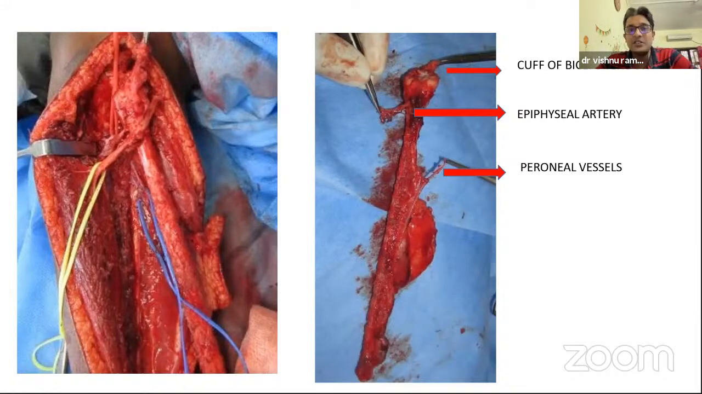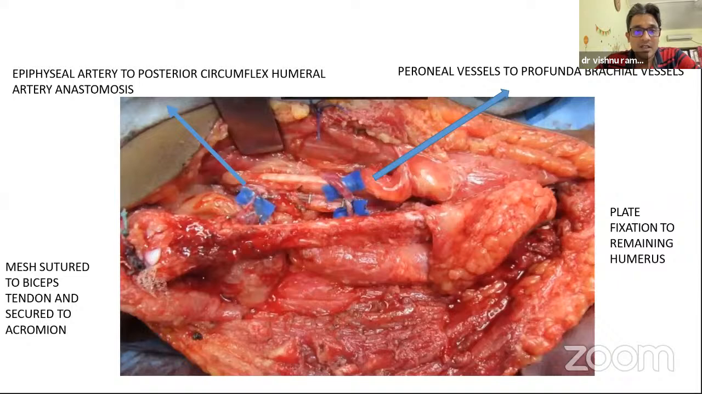Because of the age of this patient, the epiphyseal artery had good length. You can also see the peroneal vessels. Next slide. Here we can see the anastomosis, where the peroneal artery is anastomosed to the profunda brachii artery, and the epiphyseal artery was directly anastomosed to the posterior circumflex humeral artery. We sutured a mesh to the biceps tendon and secured it to the acromion, and secured the fibula to the humerus with a plate.